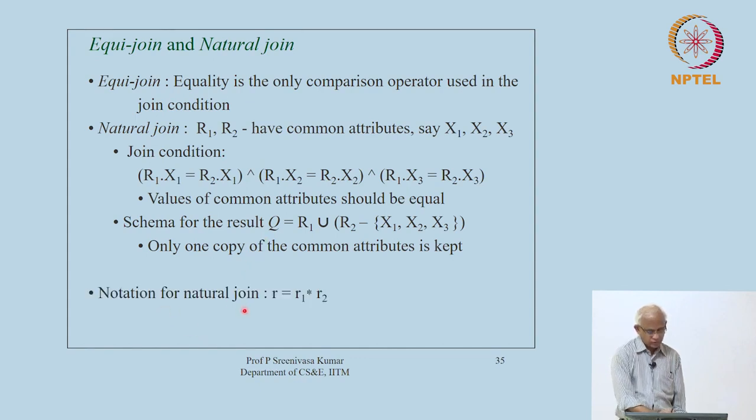The notation for the natural join is simply like this: R1 star R2, this asterisk symbol. So you do not have to specify any condition, the condition is assumed to be this always. If there are no common attributes, then it is almost like you are not specifying any condition, so it will actually come down to a cross product. It will be equivalent to a cross product.